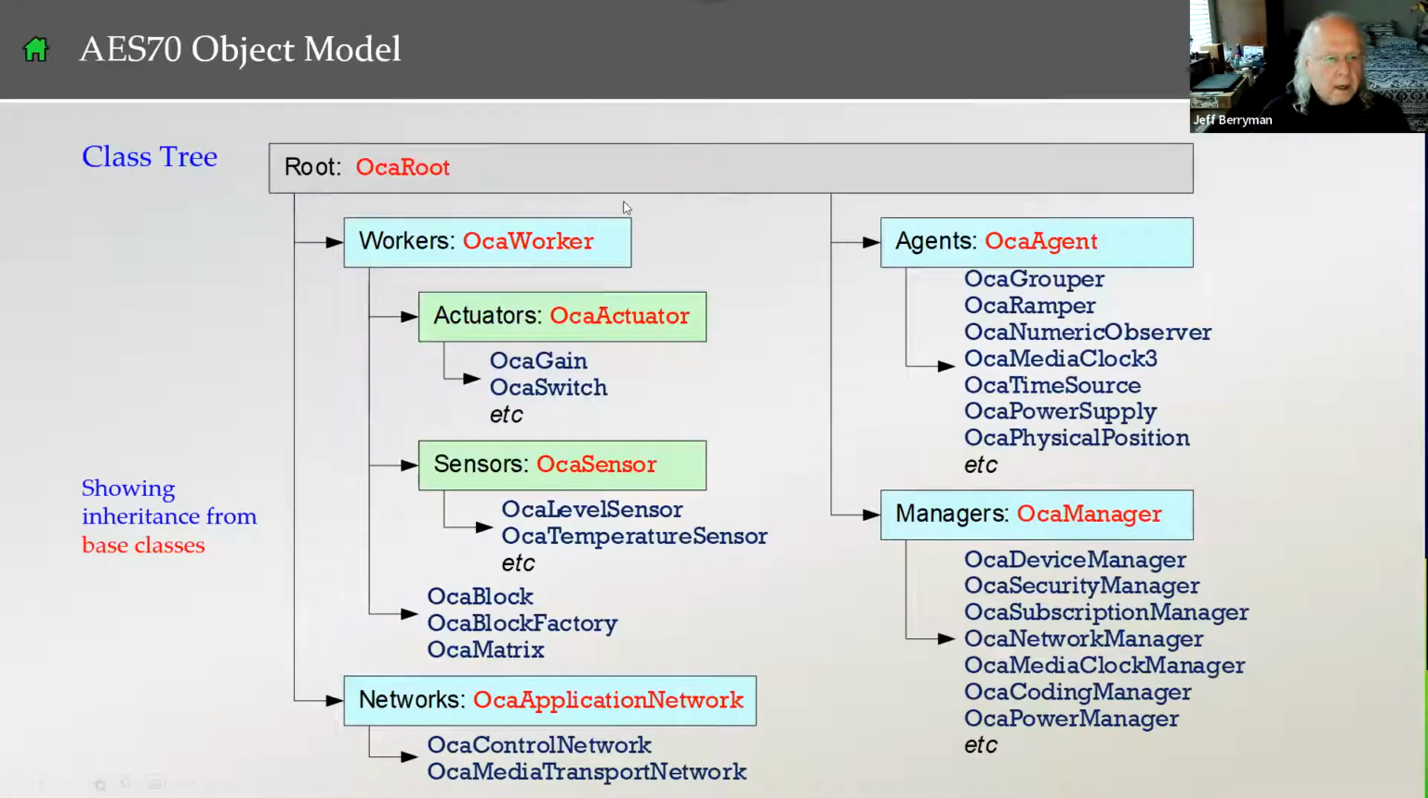Here's how they all relate together. There's a basic class in the class tree, and all classes inherit from this class, OCA root.